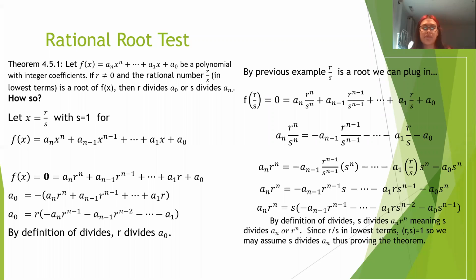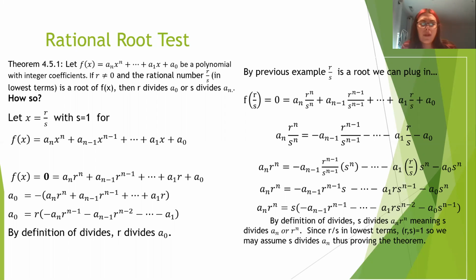Moving forward, we begin with the rational roots test, which in this chapter seemed to be the most complex proof. So let us begin with theorem 4.5.1, which states, let f of x equal a sub n x to the n plus up until a sub 1 x plus a sub 0 be a polynomial with integer coefficients. If r doesn't equal 0 and the rational number r over s, which is in lowest terms, is a root of f of x, then r divides a sub 0 and s divides a sub n.